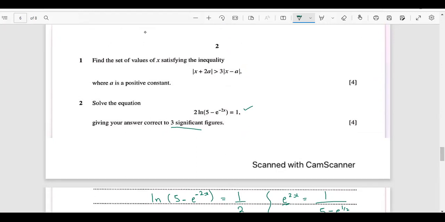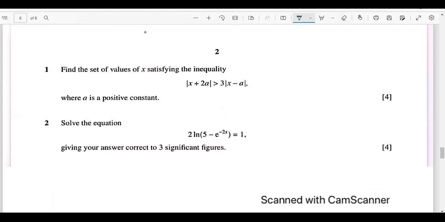Now, what if in the beginning I started this question this way? Ln of 5 minus e to the power minus 2x squared equals 1. And now what if I take natural log? So this would have given me 5 minus e to the power minus 2x squared equals e to the power 1. Now this would have been a complicated version of a simple question, because yes, I can take the square root on both sides, and yes, I can expand this, but this would be more complicated. Instead of doing all this, it could have been a better option.